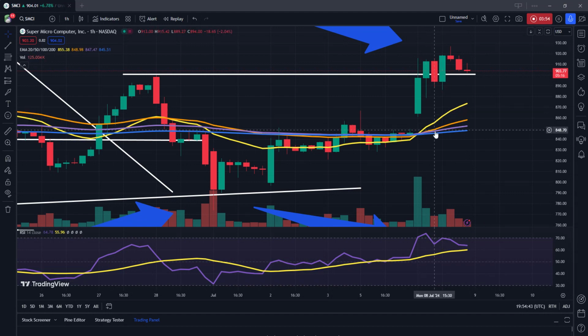Yellow is the 20 period, orange is the 50 period, purple is the 100 period, and the blue line is the 200 period exponential moving average. All these levels are still focused on the top side, and we are seeing a trend move higher here for the moving averages.